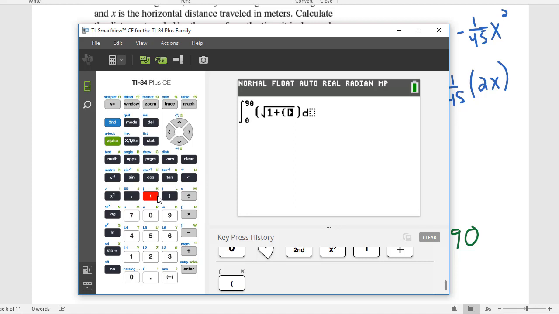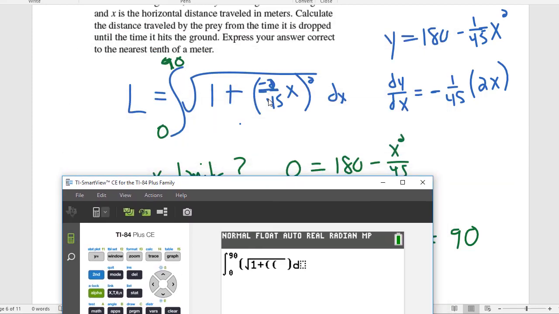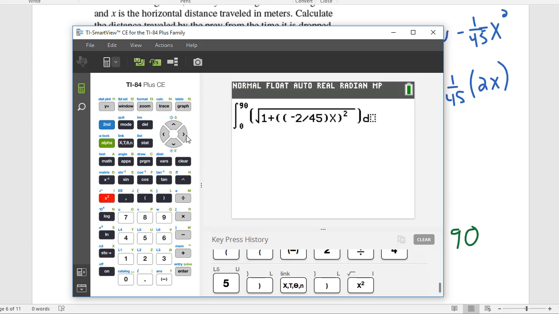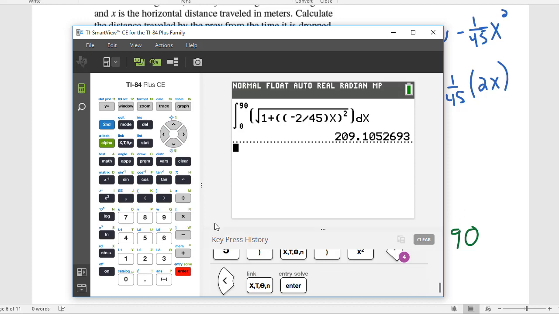So I have negative. Let me use parentheses to stress what my fraction is. Again, I'm looking at negative 2/45 as the coefficient of my x. So I have negative 2 divided by 45. There's the coefficient of my x. And then I need one more parenthesis to finish off my derivative so I can square it. So there's my derivative squared, and then my variable is x. So when I hit enter, there is the decimal approximation.